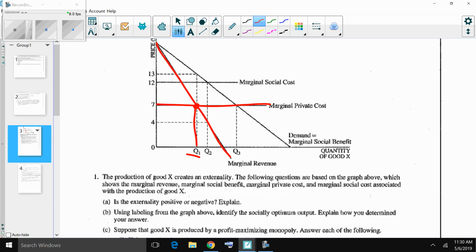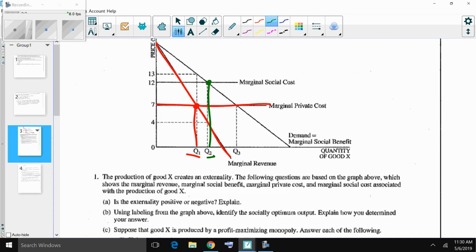Now C2, to produce the socially optimum output, should the government tax or subsidize this firm? Society wants Q2. So how do we get there? How do we get them to make more? If we want them to make more, the government will need to subsidize this firm.